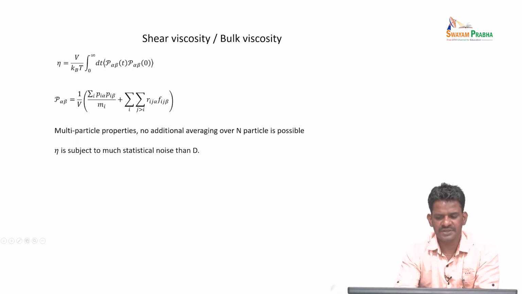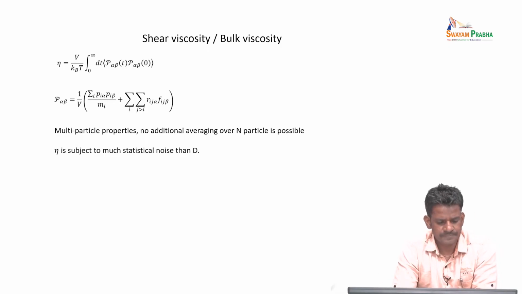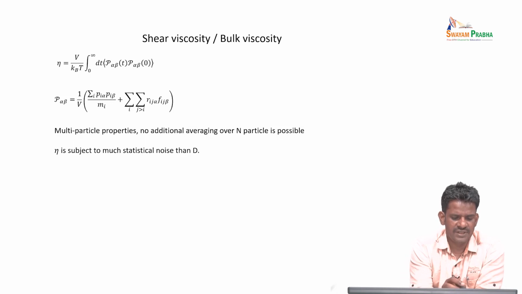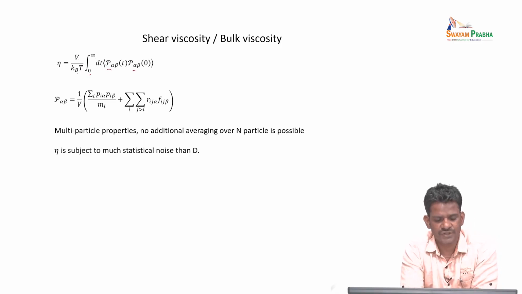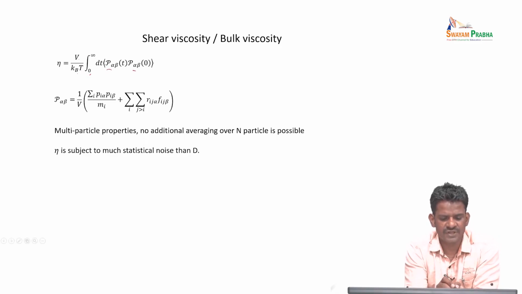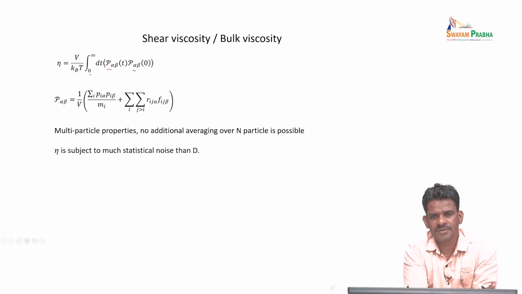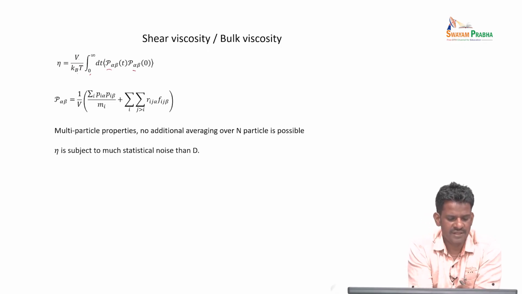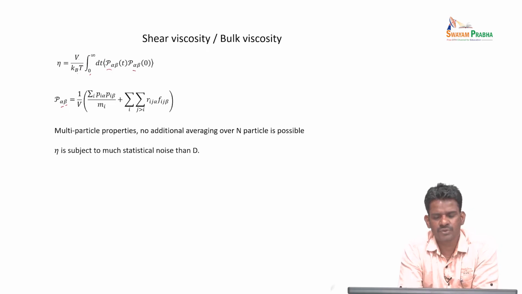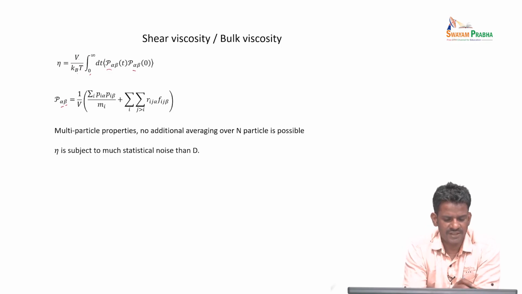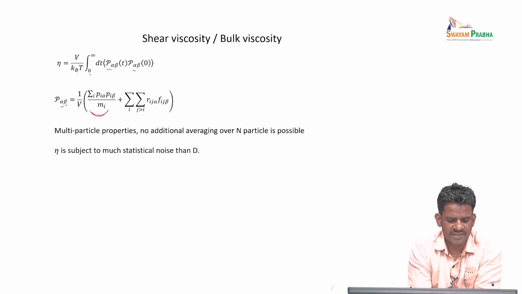The second important transport coefficient is shear viscosity, which is given as volume divided by k_B T times the time integral of the stress autocorrelation function. The stress autocorrelation function is related to the pressure tensor, where alpha beta refers to different components of the stress, and the stress can be calculated from two components, one coming from the momentum contribution and the other coming from the force contribution.